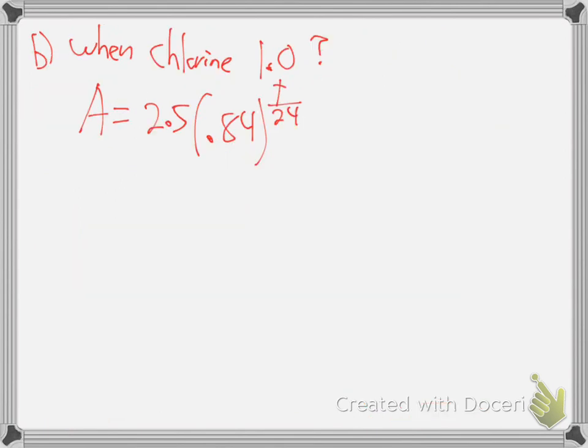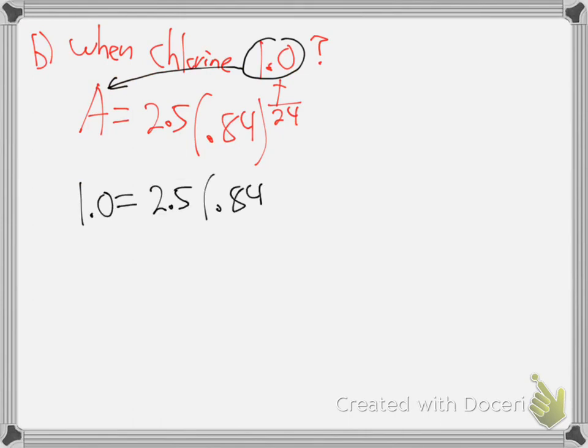So, okay. So now they're saying when's chlorine 1.0? What am I going to do with that 1.0? It's going to be the A. Yeah, that's the A. That's the amount later. So that's 1.0. It's 2.5 times 0.84 to the t over 24. Okay, can you solve that for t now? They said when. They want to know time. So let me give you a second. Can you solve that for time?